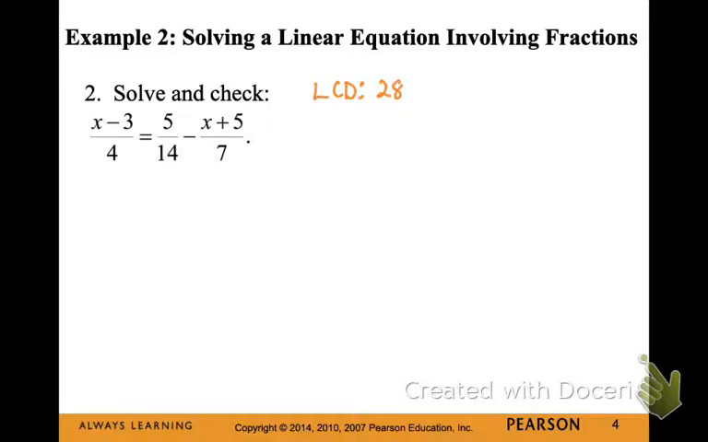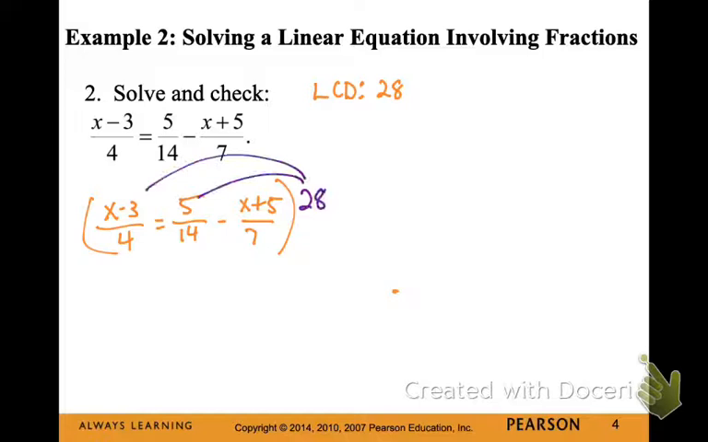So now what we're going to do, it's a technique called clearing the denominator. We're going to multiply every part of this equation, so both expressions on the left and the right side, times that common denominator over 1. So times 28 over 1. So our first expression, the 4's divide out, and we're left with 7 times x minus 3. Our second one, the 14's divide out, and we're left with 2 times 5 or 10, and then the 7 divides out, and we're left with 4 times x plus 5.